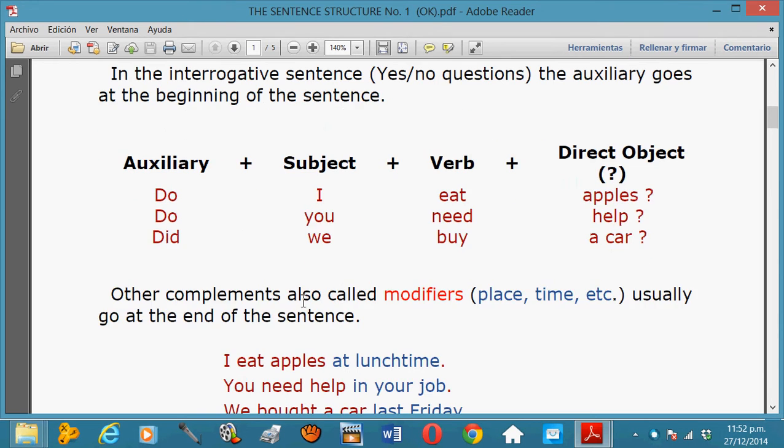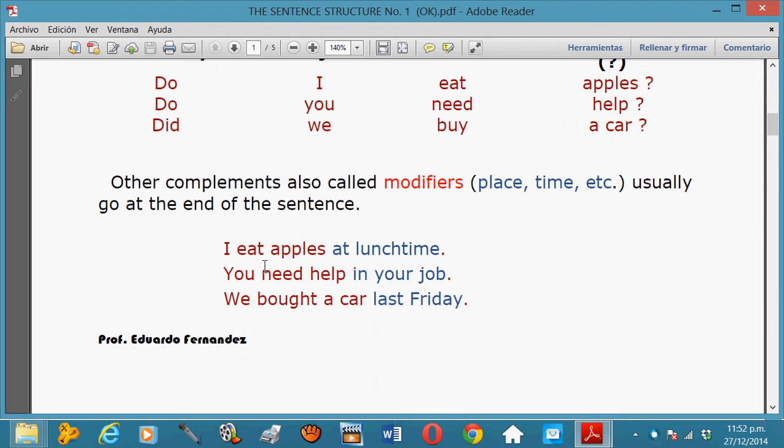Okay. Other complements are also called modifiers. Modifiers of place, of time, etc. usually go at the end of the sentence. For example, I eat apples at lunchtime. Okay? You need help in your job. We bought a car last Friday. Okay? These are the complements of place or time, and they go at the end of the sentence most of the time.